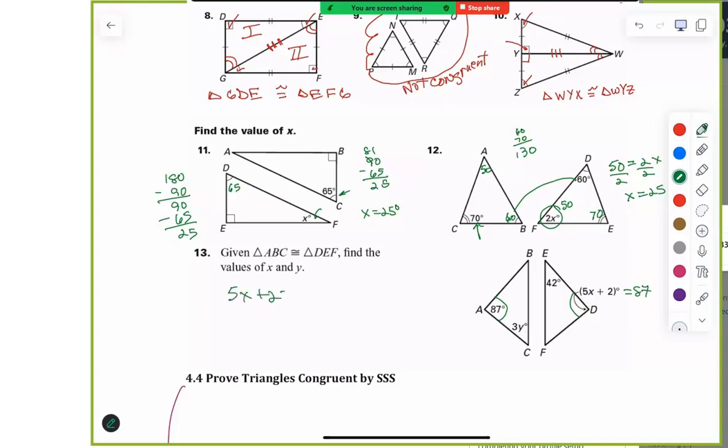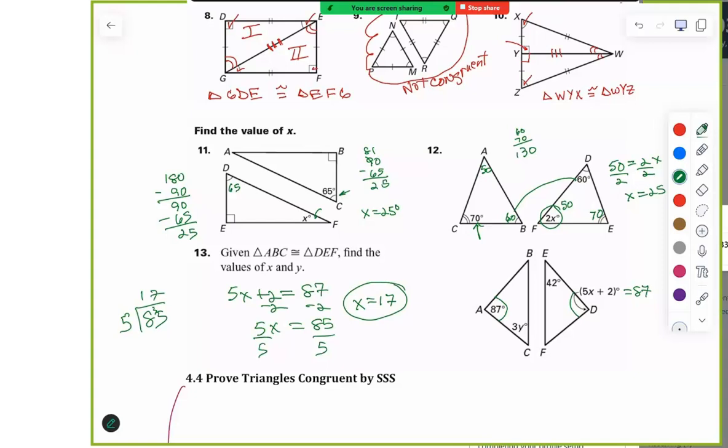5x plus 2 equals 87. Subtract 2, subtract 2. 5x equals 85. Divide by 5, divide by 5. And if you put 5 into 85, it goes one time with 3 left over. So you should be getting x equals 17. Whoops, not 15. x equals 17. Okay, so that's one of the questions. Now let's keep going, do our markings.